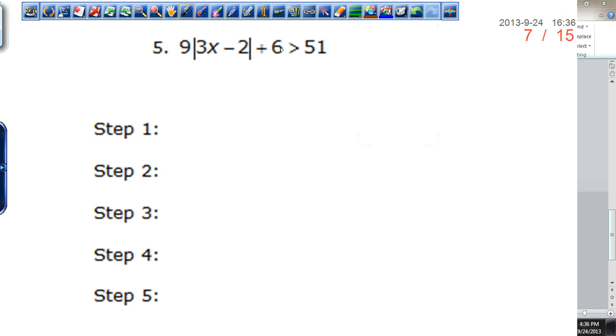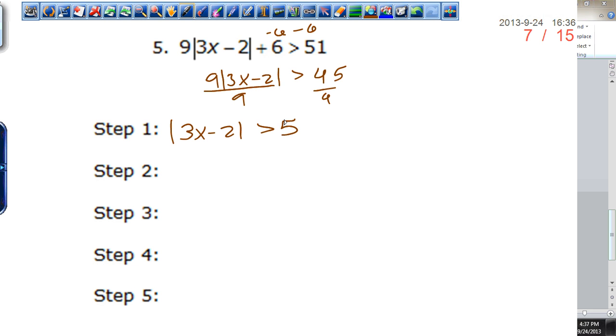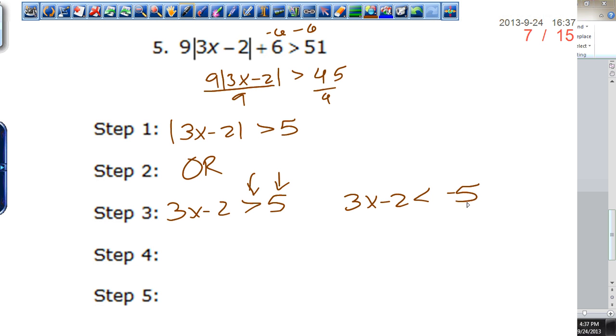We're going to first isolate, so subtract 6. So I get 9 times the absolute value of 3x minus 2 is greater than 45. Divide by 9. And so I get the absolute value of 3x minus 2 is greater than 5. From there, it's a greater than, so that means it's an or. Next step, rewrite it twice. The first one stays exactly the same without the absolute value bars. The next one, what changes? The sign and the 5. So it should be less than negative 5.